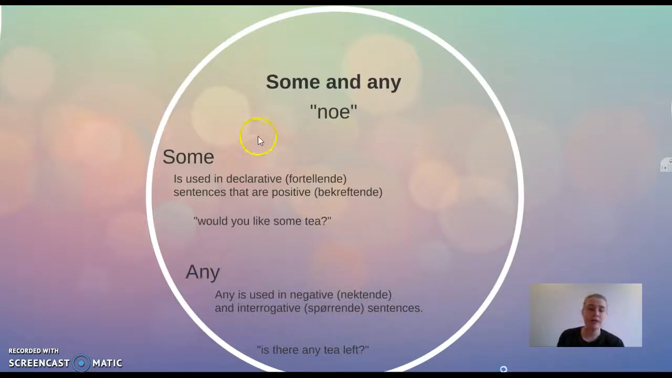This is just really language work. It sounds better if you say some when it's a declarative, a positive sentence, like would you like some tea, when you expect a yes. And you use any in negative and interrogative sentences, like is there any tea left, when you expect a no maybe. Also with something and anything, it's the same rule.